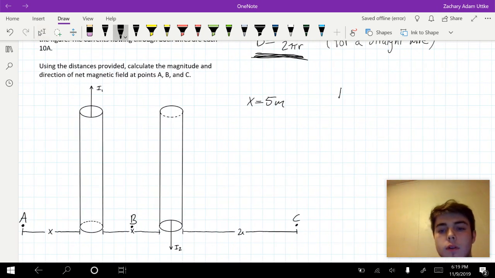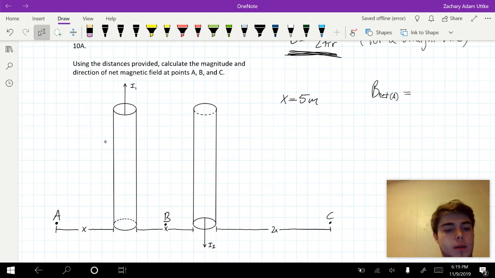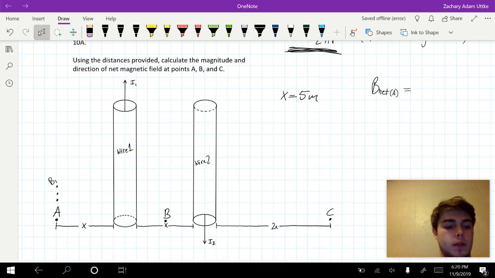So let's calculate B net A. Okay, and as we can see, let's call this wire 1 and this wire 2. If we use the right-hand rule for wire 1, we can see that the magnetic field is coming out. So say B1, and for wire 2, we can see that the magnetic field is going in, so it's B2.